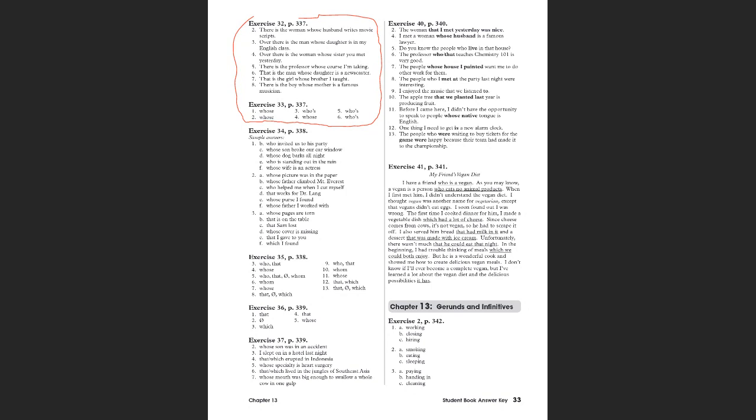And number 8, there is the boy whose mother is a famous musician. Okay, any questions? No. So all of these are using whose. That's the ORP. Okay, let's go to exercise 33, the listening practice.